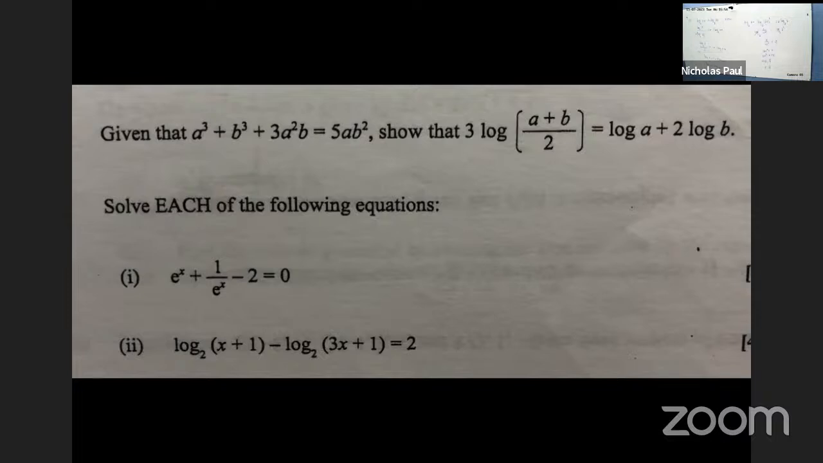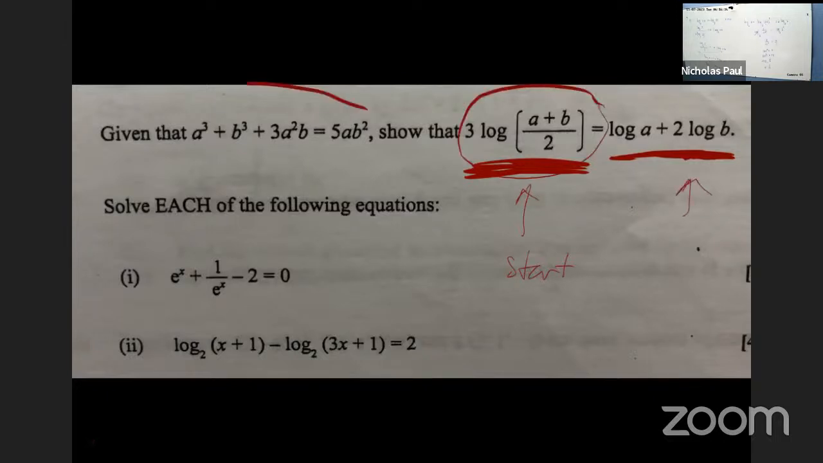They wanted to prove that this is equal to this. So because it's a proof, you have to start here, right? You have to show that this is equal to this with the help of this. We have a next one later on. Same thing.